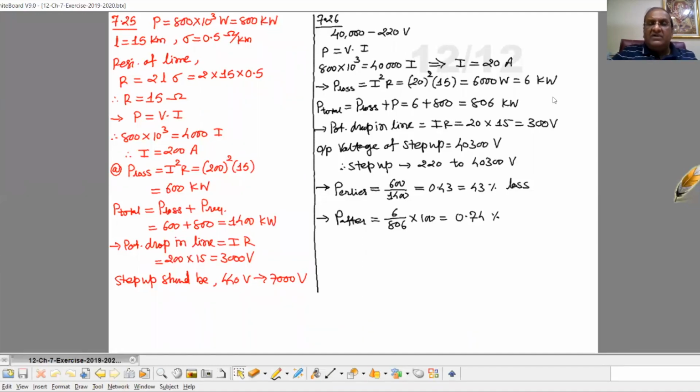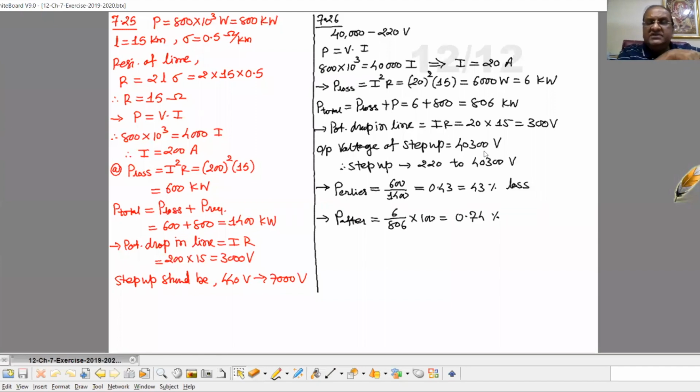Now required power, that is 800, loss that is of 6 kilowatt. It implies that total power supplied, that should be 800 plus 6. So total power supplied, that should be power loss plus required power, that is 6 plus 800, so 806 kilowatt. Now potential drop in the line, IR, so 20 into 15, that is 300 volt. Now output voltage of the step up, that should be 40,300. 300 drop will take place.